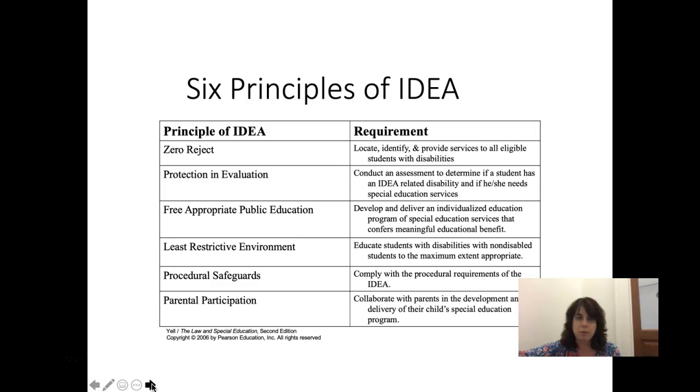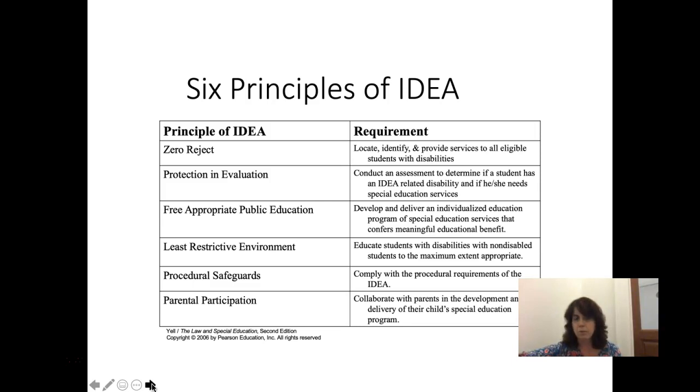One of the 6 principles is the free and appropriate public education, or FAPE, as we call it. That is the right to develop and deliver an individualized education program for special education so that a student can receive meaningful educational benefit. The next principle is least restrictive environment, or LRE, as you may have seen it. That's educating students with disabilities with their typically developing peers to the maximum extent appropriate. When we talk about inclusion, we're talking about the least restrictive environment. We'll talk about it a little bit later, but it's determined by each student. Each team is going to determine what the least restrictive environment is for that particular student, and it's going to look different for every student.